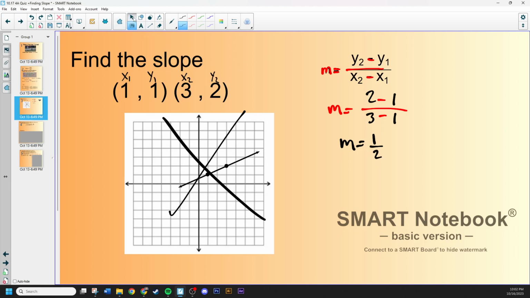Take note, it does not really matter. We could have had these as our 2 points and these as our 1 points, and it would have worked out just the same, right? Let's just try it mentally real quick. So we can do y2 minus y1, that would have been 1 minus 2, which would be negative 1. And then we could do 1 minus 3, which would have been negative 2. And you could realize, oh, wait a second, negative over negative is a positive. This is 1 over 2, which is the same thing as what we had over here. Okay, so it does not matter which is which.